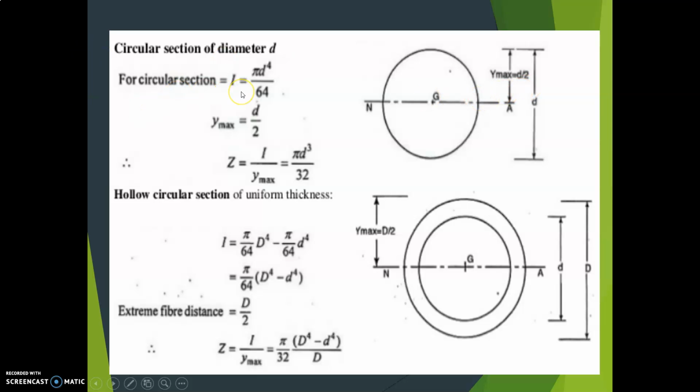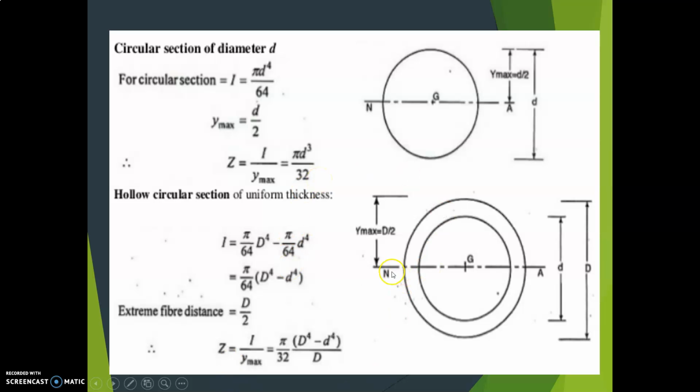For circular section, I is equal to pi d raised to 4 divided by 64, and y maximum is D divided by 2. When you substitute in the equation, section modulus Z is equal to I divided by y maximum. I is equal to pi d raised to 4 divided by 64, divided by d by 2. You get pi d cube divided by 32.